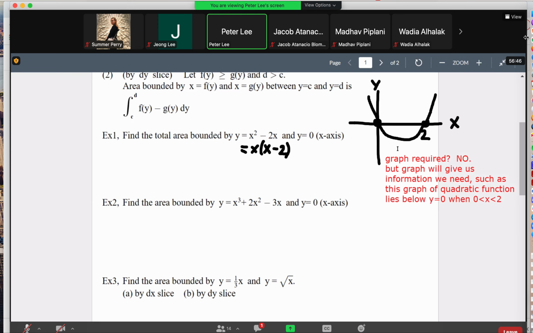So when you graph this, the graph will tell us quickly whether the graph is below the x-axis or above the x-axis, or when you're dealing with two curves, whether one curve is above or below the other curve, or is it to the right or left, those kinds of things. So when you graph, all this information will come much quicker. Otherwise, you have to check this information algebraically, which is more work. So therefore, graph is not required. And later on, when you get good at this, you don't need to graph. You can just visualize. But the graph definitely will give us lots of information we need.